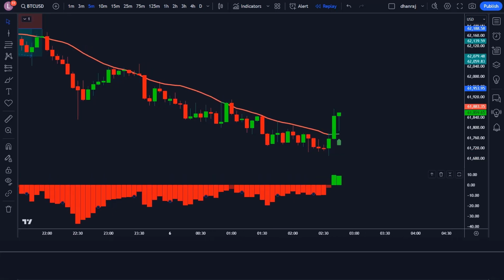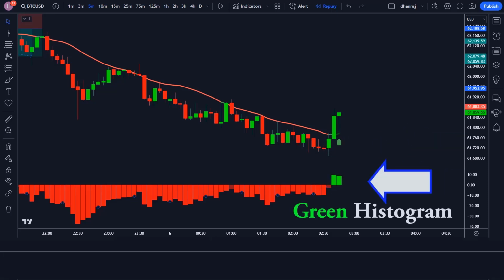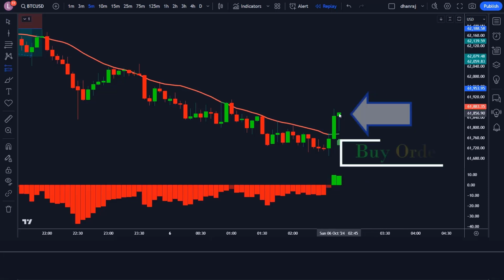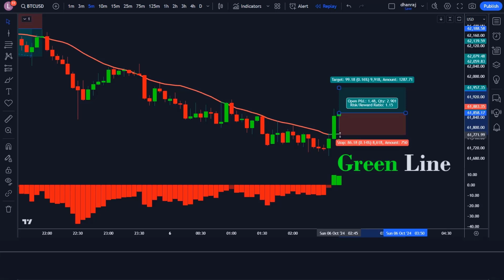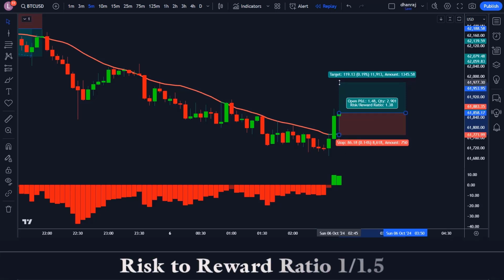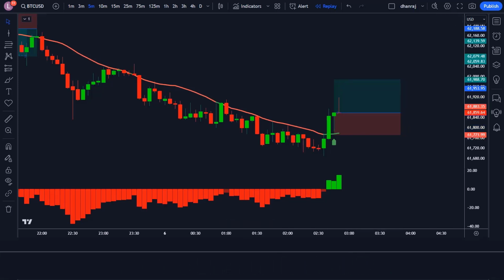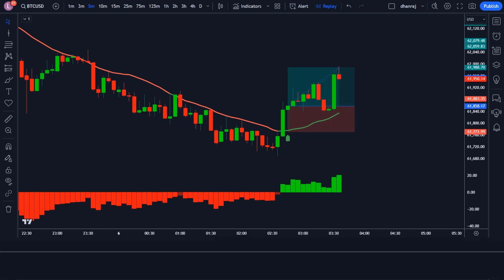We have got the signal. Here the logical trading indicator gives us a buy signal. Here the ADX histogram with DI lines indicator shows a green histogram. When the market forms a bullish candle, if this condition is fulfilled, then we will place a buy order. Our stop loss is to be placed at the green line. And the risk to reward ratio will be 1:1.5. Let's see what happens to our trade. We have won the trade.